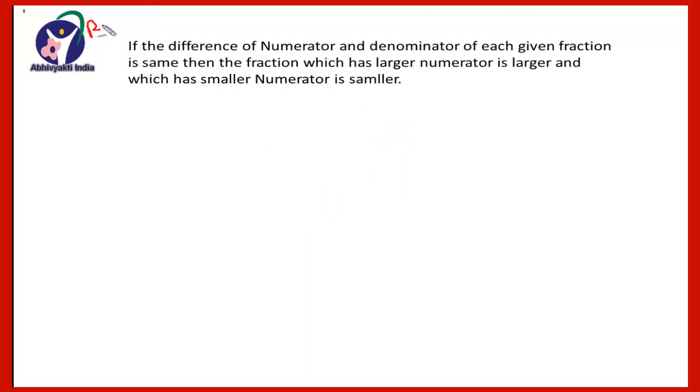Rule number 2 is that if the difference of the numerator and the denominator of each given fraction is same, then the fraction which has larger numerator is larger and the fraction which has smaller numerator is smaller. Friends, the difference between the numerator and the denominator of each given fraction is same.